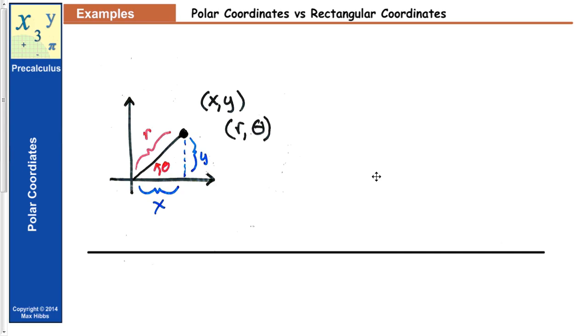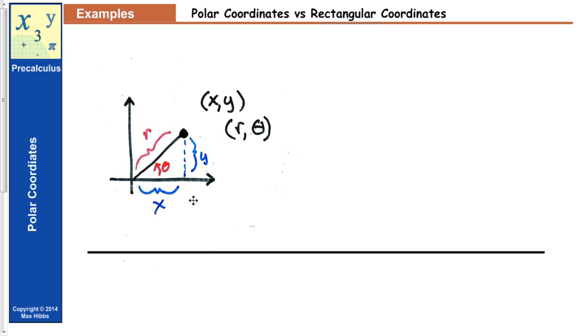Now, here is where we put together, and this is very critical for this class and your later calculus classes, the relationship, the connection between polar coordinates and rectangular coordinates. So let's just suppose we have a point in the plane, and we'll say it's represented by the coordinates x comma y, and we could also represent that point by polar coordinates r comma theta.